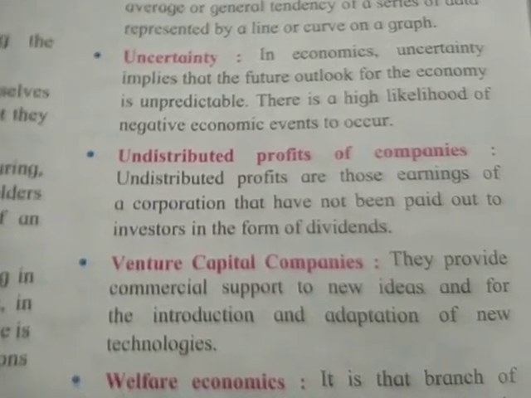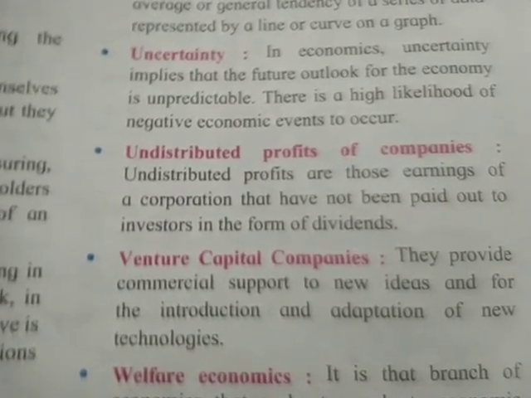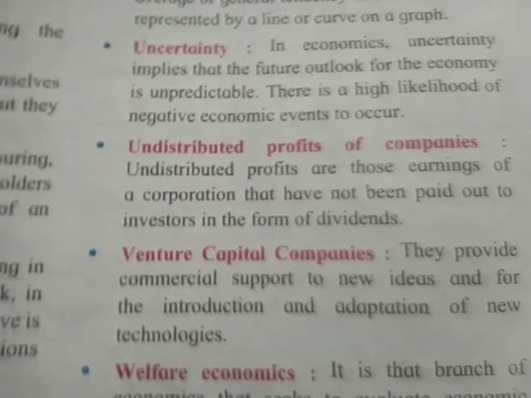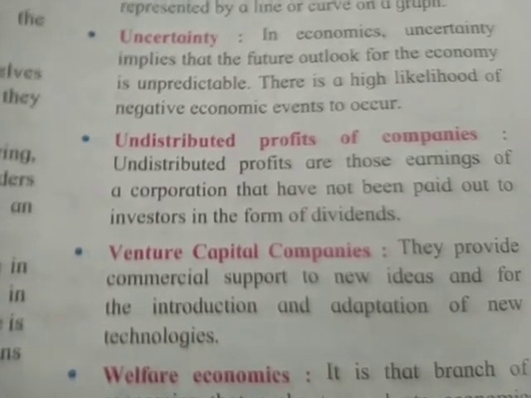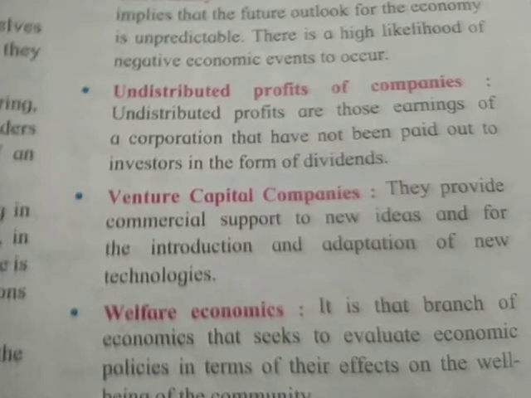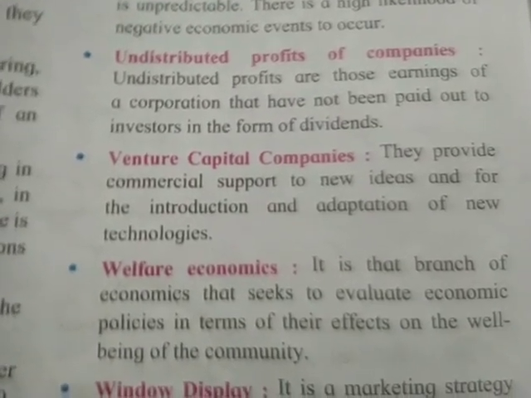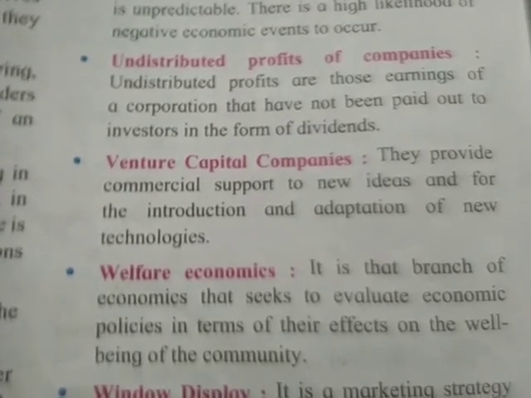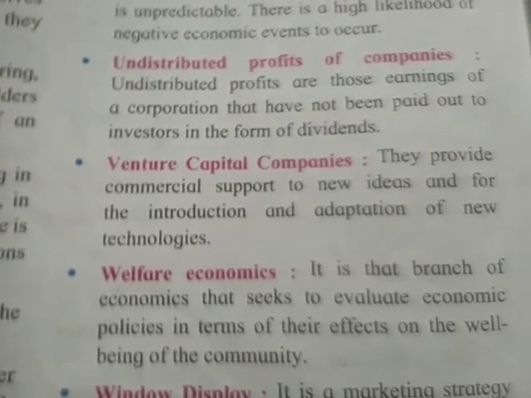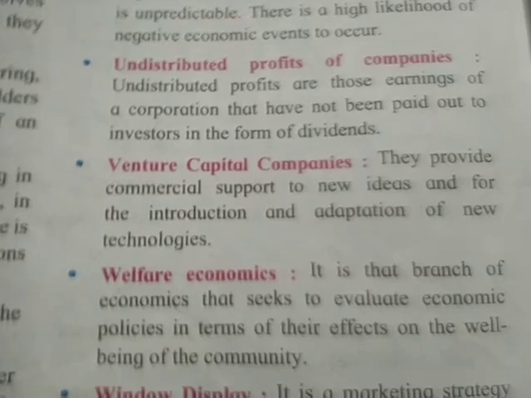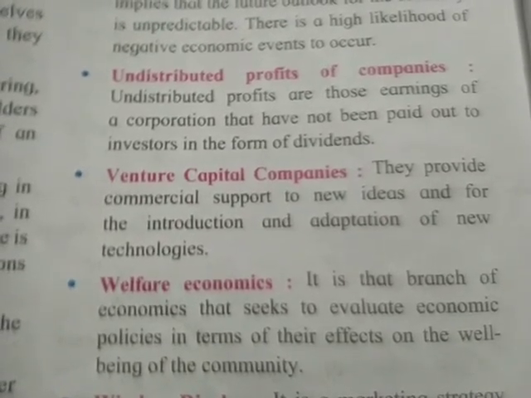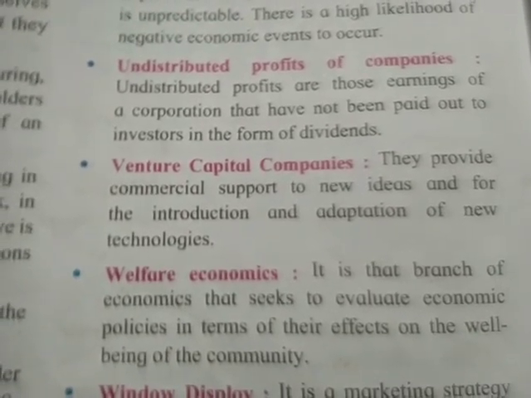Uncertainty. In economics, uncertainty implies that the future outlook for the economy is unpredictable. There is a high likelihood of negative economic events to occur. Undistributed profits of companies. Undistributed profits are those earnings of a corporation that have not been paid out to investors in the form of dividends.